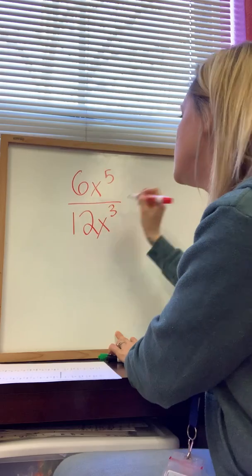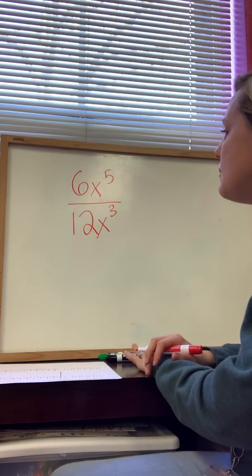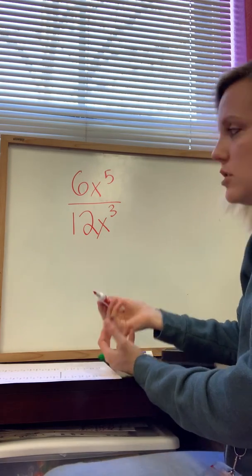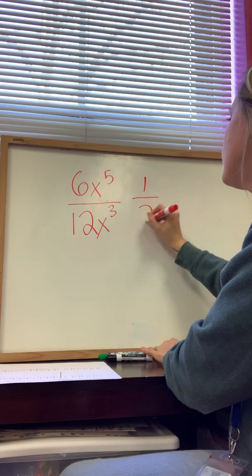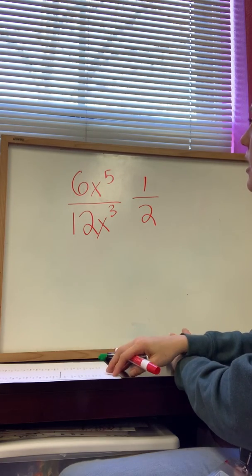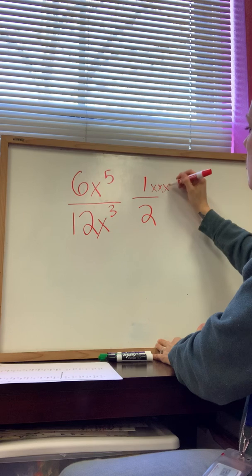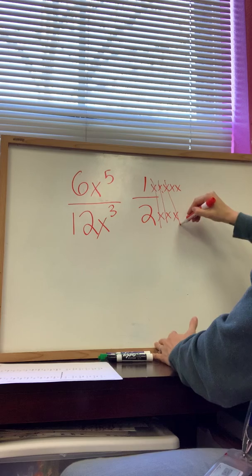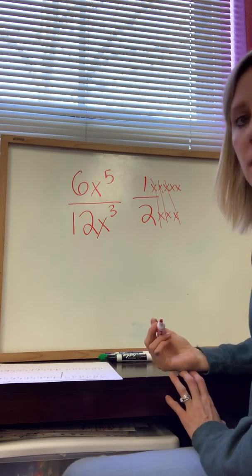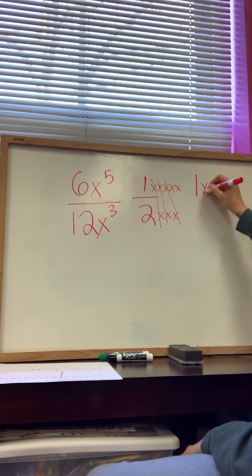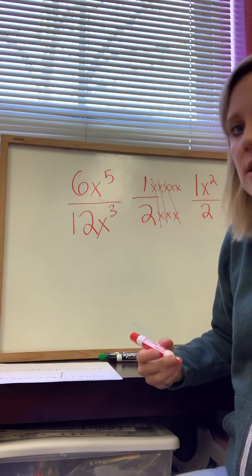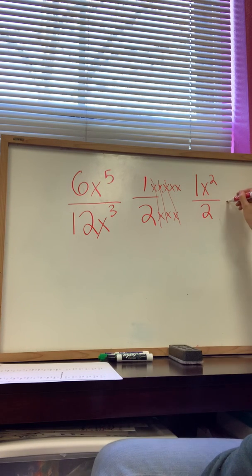Let's do 6x to the 5th over 12x cubed. This one's a little different. The first thing I'm going to do is reduce my fraction. So 6 over 12 is equal to 1/2. Then if I have 5 x's on top and 3 x's in the denominator, I'm going to be able to cancel 3 of them, and I'll still be left with 2 on top. I could write 1x squared over 2, but when you multiply by 1, that doesn't change anything. So I am going to write my final answer as x squared over 2.